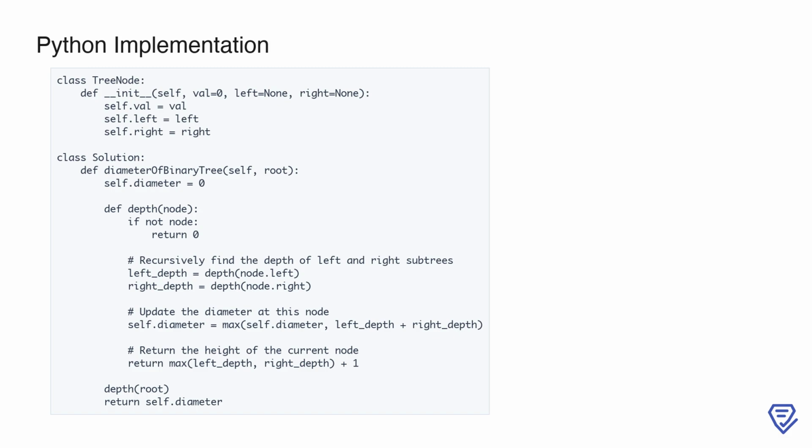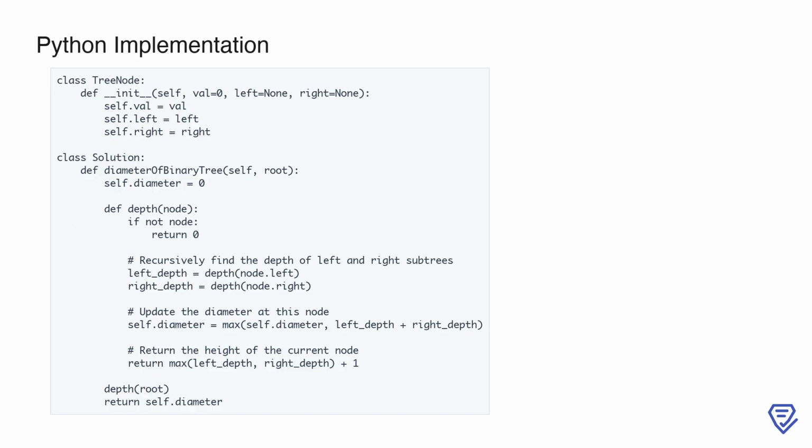The code begins with the definition of the TreeNode class, which represents a node in the binary tree. Each node has a value, val, and pointers to its left and right children, left and right. The Solution class contains the diameterOfBinaryTree method, which computes the tree's diameter. Inside this method, we initialize a class variable self.diameter to 0. This variable will keep track of the maximum diameter found during the traversal.